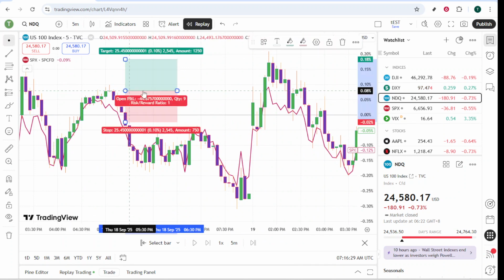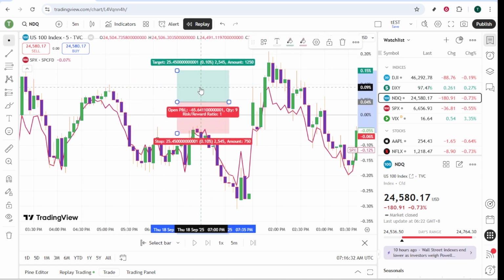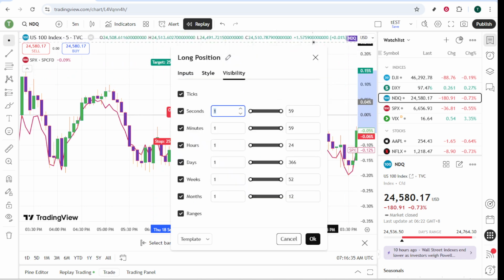To access it, simply right-click anywhere on your chart. A menu will pop up, and from there, you'll select Trade. Under this submenu, click on Create New Order. As soon as you do this, the position size calculator dialog box will appear.